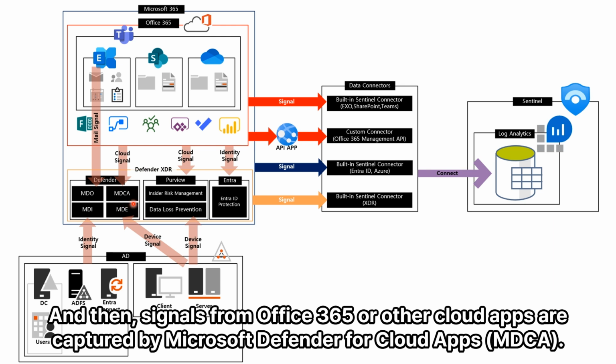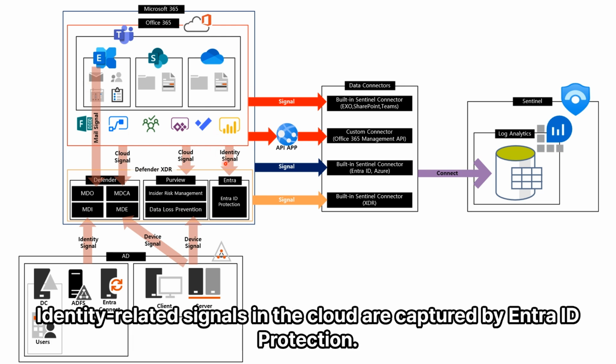And then signals from Office 365 and other cloud apps are captured by Microsoft Defender for Cloud Apps, MDCA. Identity-related signals in the cloud are captured by Entra ID Protection.